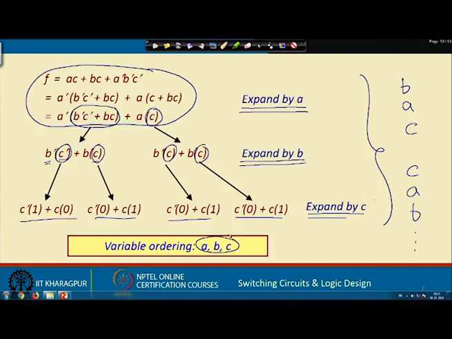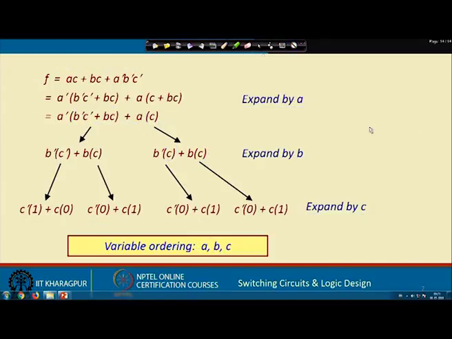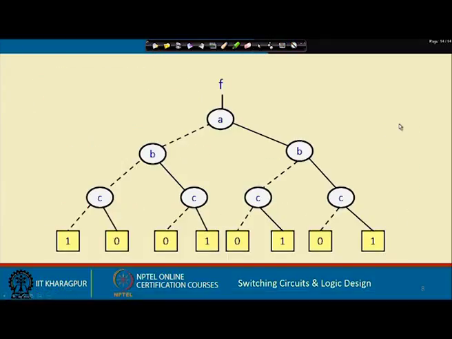So, at the end I get some constants or terminals, you see 1 0 0 1 0 1 0 1, remember this 1 0 0 1 0 1 0 1. I can directly map this into a BDD like this, 1 0 0 1 0 1 0 1. My order of expansion was, first I used variable a, next level I used variable b, third level I used variable c, right. This is how we had carried out the expansion.